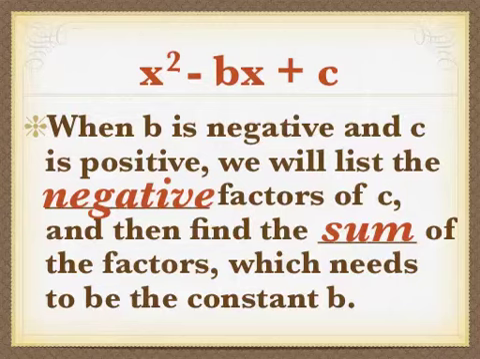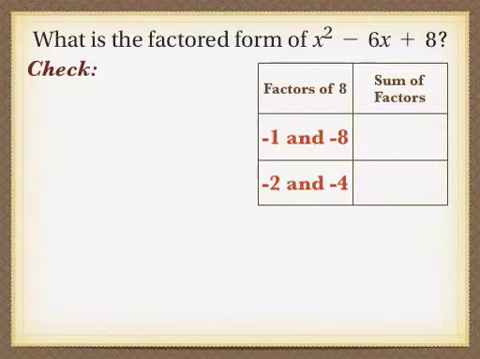Because c is positive, we need to multiply either positive times positive or negative times negative, but because they need to add together to equal a negative b, we need to use the negative times a negative because they would have a sum that is negative. This example says, what is the factored form of x squared minus 6x plus 8? I need to list the factors of 8.